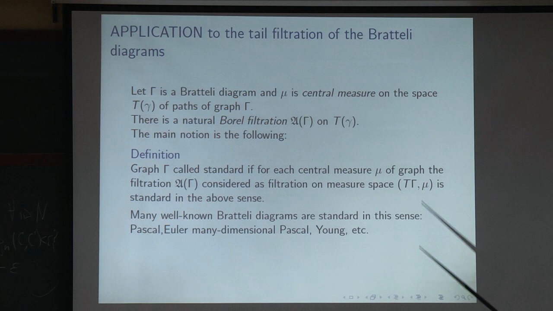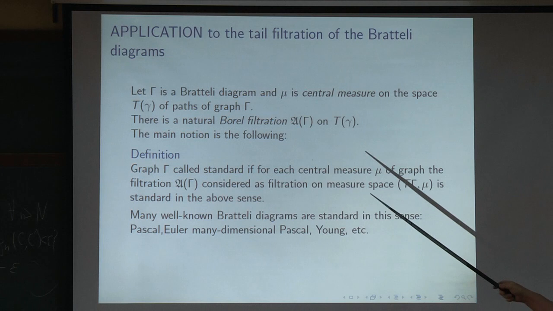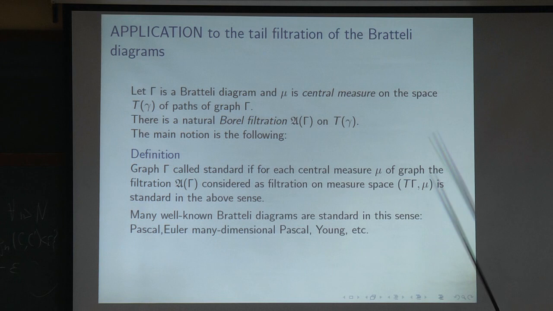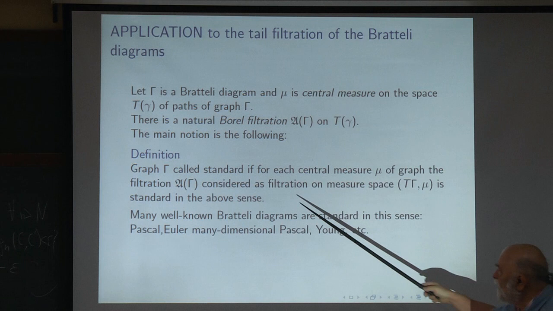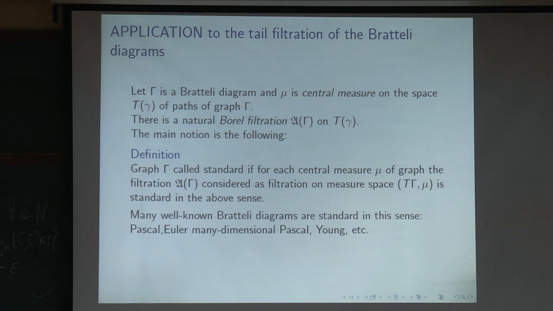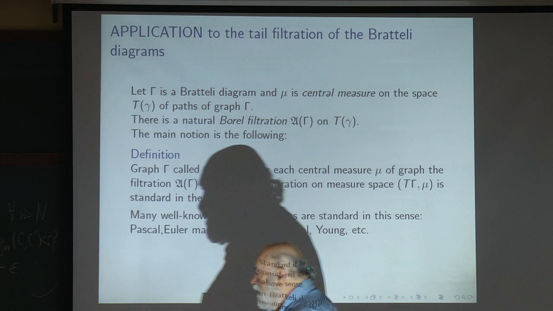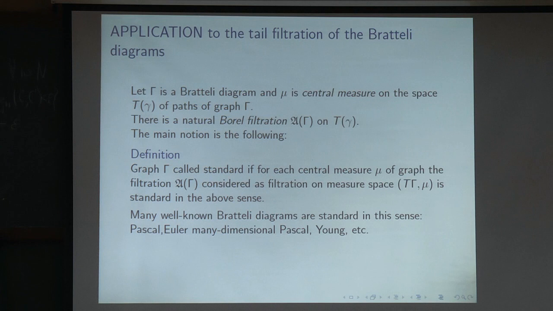Let's consider gamma. The graph gamma is standard if for each central measure, which is invariant with respect to changing the beginning of the path, the tail filtration is standard with respect to each such measure. Okay? So this is another definition that I gave you two days before. And the claim is that these two definitions are the same. Let me repeat once more. The first definition: we define some metric and consider the space of paths of the graph with the iteration metric, semi-metric.